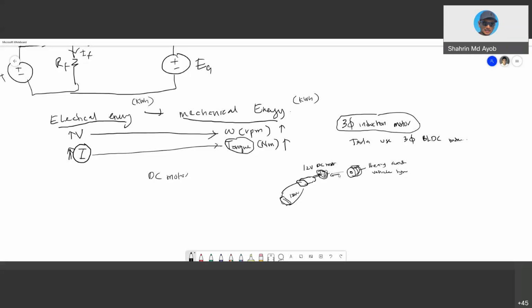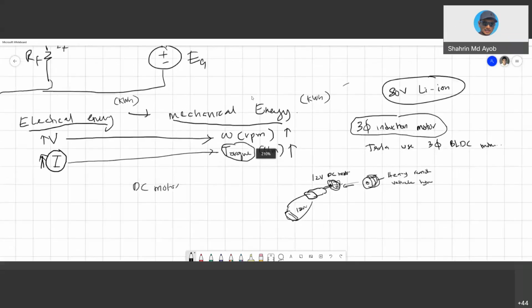Inside the bonnet, at the back, we installed a lithium-ion battery. I think it was an 80-volt lithium-ion battery at the back. Lithium-ion is a very lightweight battery. Okay, so let's move toward this one.